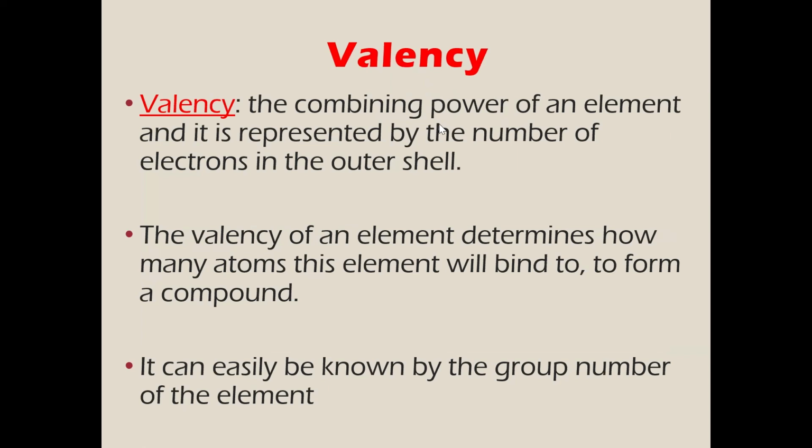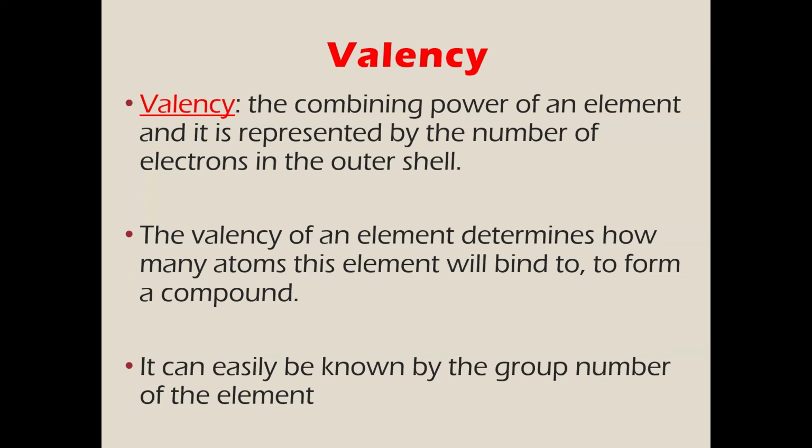What is the valency? The valency is the electrons in the outermost shell, the electrons in the outermost shell of an atom. And this valence electron will predict whether this atom will lose or gain electrons, so whether this atom will tend to form a cation, a positive ion, or an anion, a negative ion.